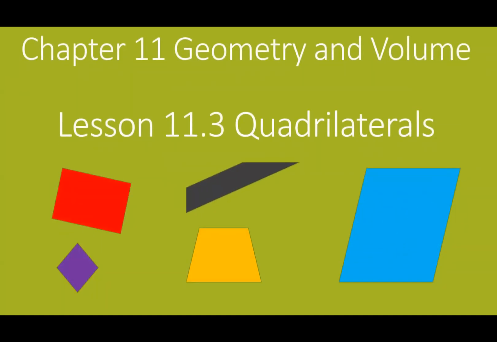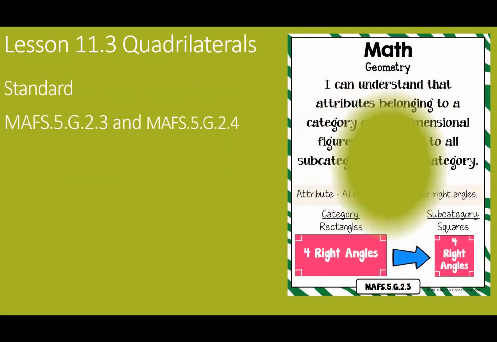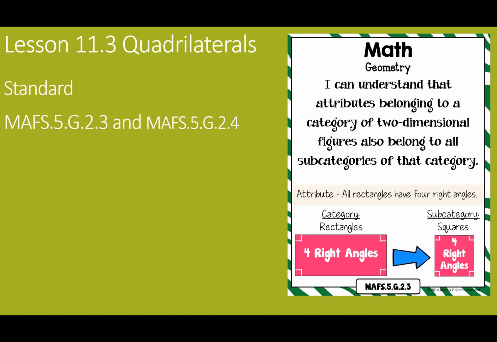Today's lesson is all about quadrilaterals. Our standard for today: I can understand that attributes belonging to a category of two-dimensional figures also belong to all subcategories of that category. So we were talking before how rectangles are a category and a subcategory are squares, because squares are a special type of rectangle. And we're going to continue with that because rectangles and squares are all a subcategory of quadrilaterals.